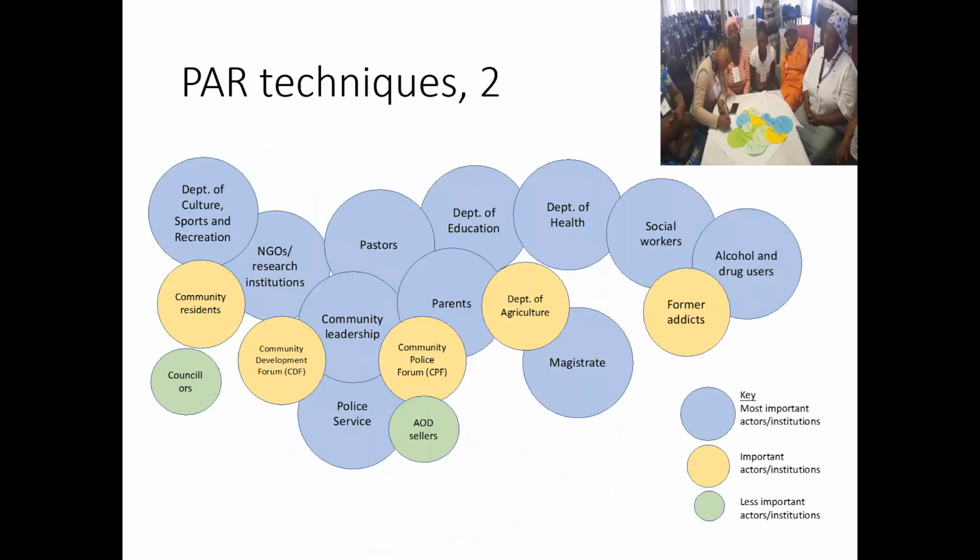So the second technique that was used is the Venn diagramming, whereby a list of actors or institutions that take part in the identified problem were listed, and we used different sizes of circles, whereby a larger circle represents the most important actors or institutions, the middle circle represents important actors or institutions, and the small one represents less important actors or institutions.